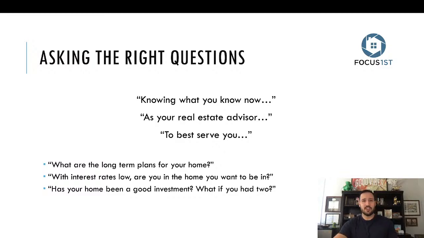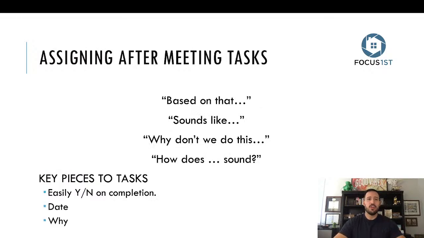So once you have these conversations, once you ask these questions, and you start discussing their future, then you go on to the next step, which is assigning the right after-meeting tasks. So based on what you just said, or, okay, well, sounds like you love this house, but there's a couple of things you wish you could add to it. Or, why don't we do this?